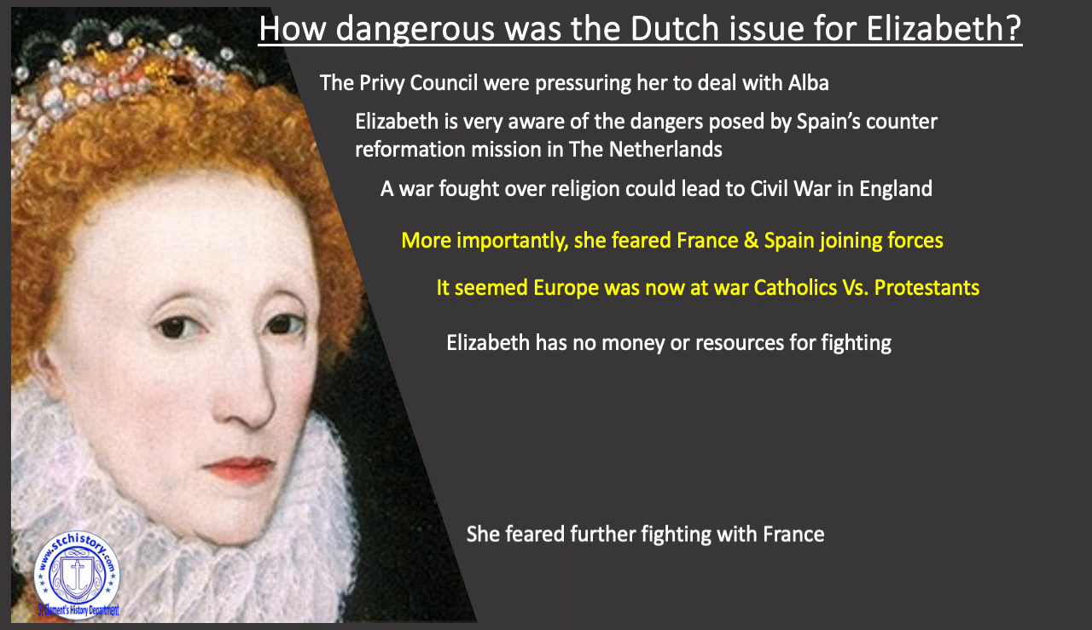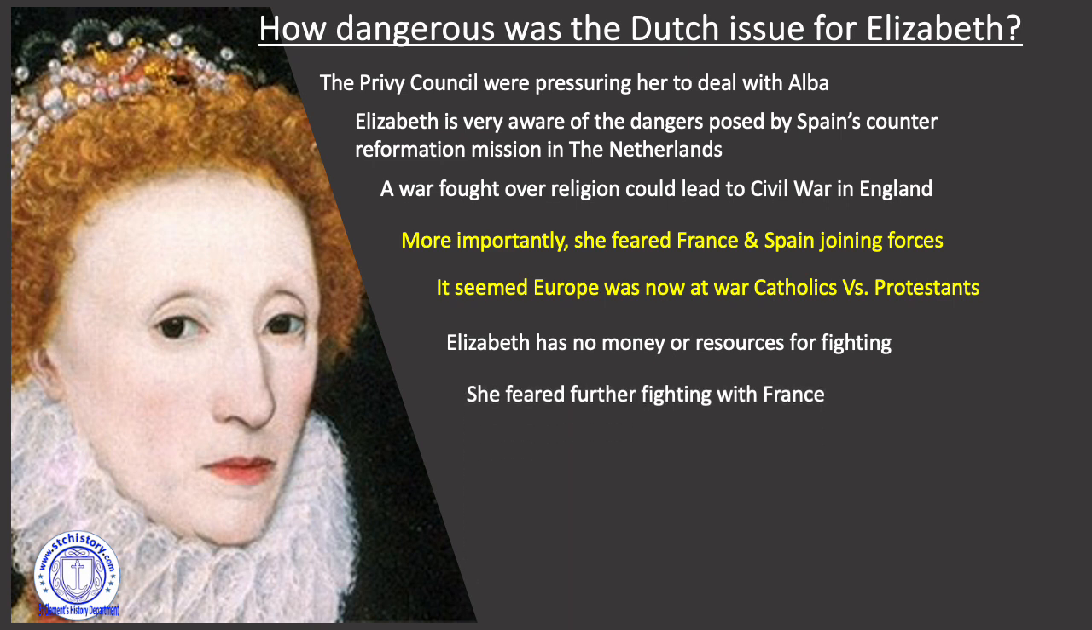She's skint. She has no money and no resources. Keep that in mind. She fears further fighting with France. She has, by this point, sort of fixed the situation with France, ended the war with France that she inherited. Relations are a little bit strained, obviously, because they will be, particularly with this religious stuff going on. But she is also starting to potentially have a marriage alliance with the heir to the French throne. We'll talk about that in a few lessons' time.